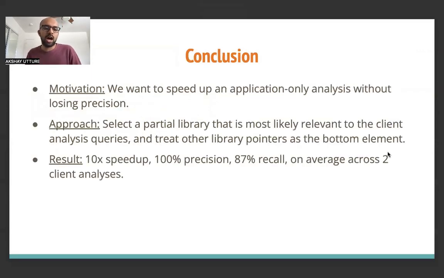So in conclusion, our motivation was that we wanted to speed up an application-only analysis, but without losing any precision. Our approach was to select a partial library that is most likely relevant to the application, to the client analysis queries. All the library pointers outside of our selected partial library are treated as a bottom element in the abstract domain. The result is that we get 10x speed up, 100% precision, and 87% recall on average. So we trade off a little bit of recall for speed up, as opposed to existing techniques which traded off precision for speed up.